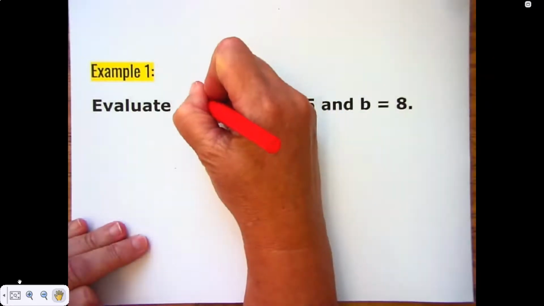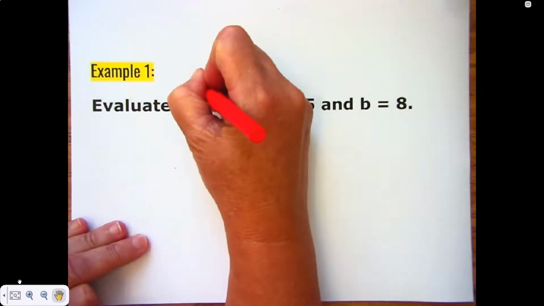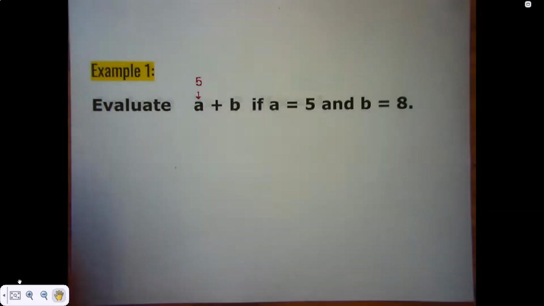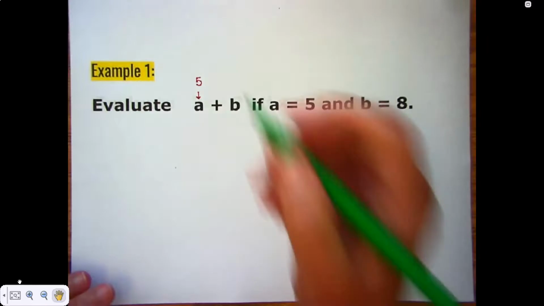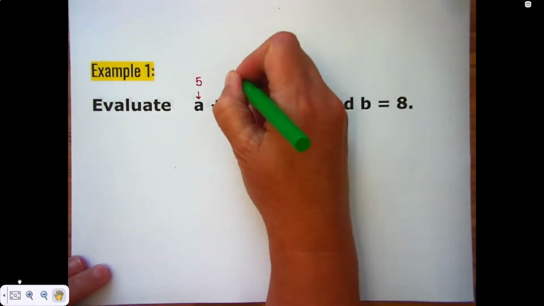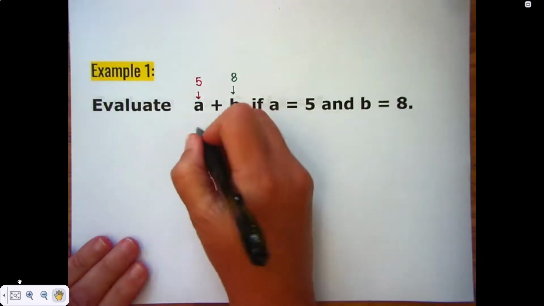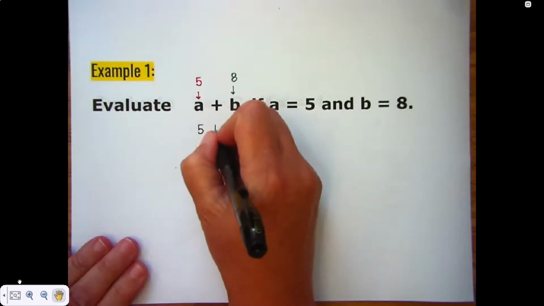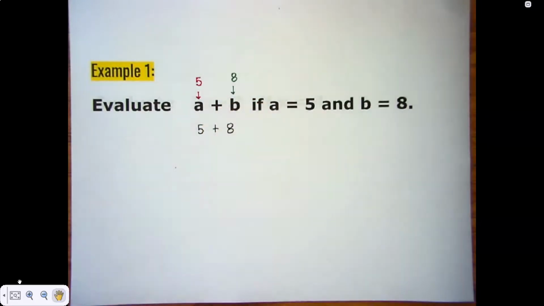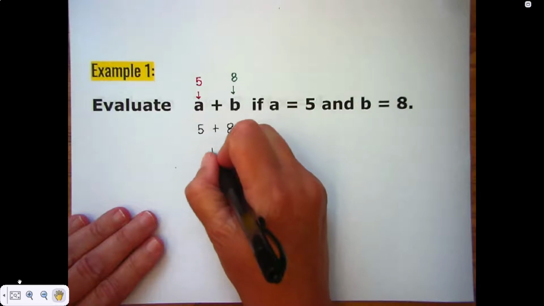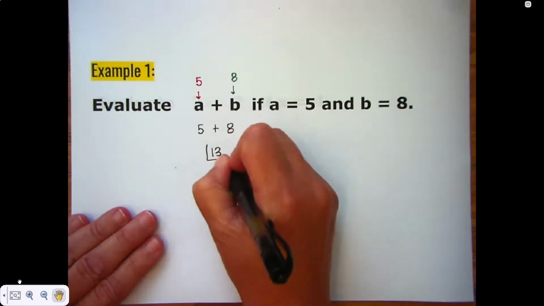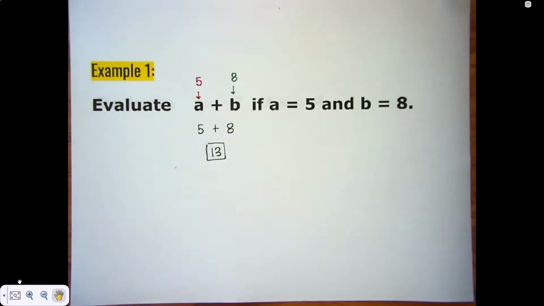So I'm going to come over here, and where this a is, I'm going to sub in that number 5. And where this b is, I'm going to sub in the number 8. When I do that, my problem becomes 5 plus 8. Now, I've got to evaluate that, find the value of it, which should be pretty simple because there's only one operation required here. When I add 5 plus 8, I get 13. So 13 is my answer.